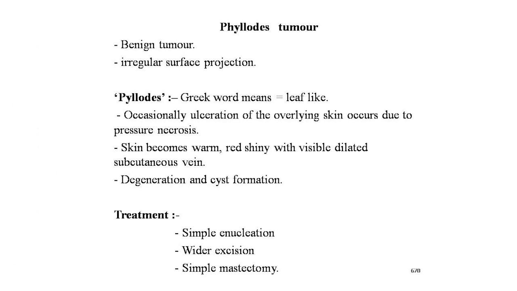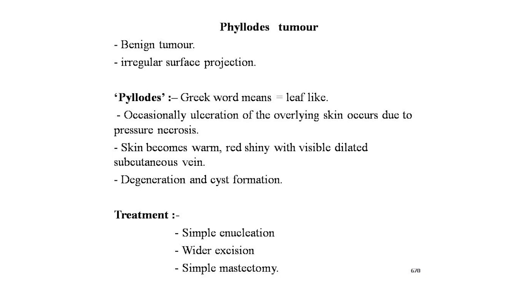Now the second neoplasm of the breast is the Phyllodes tumor. This Phyllodes tumor is a benign tumor with an irregular surface projection. Phyllodes is a Greek word meaning leaf-like. Occasionally, ulceration of the overlying skin occurs due to pressure necrosis. The skin becomes warm, red, shiny with visible dilated subcutaneous veins, and degeneration and cyst formation is there.